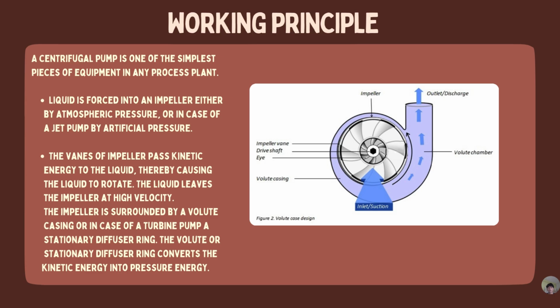Liquid is forced into an impeller either by atmospheric pressure. The vanes of the impeller pass kinetic energy to the liquid, thereby causing the liquid to rotate. The liquid leaves the impeller at high velocity. The impeller is surrounded by a volute casing, or in the case of a turbine pump, a stationary diffuser ring. The volute or stationary diffuser ring converts the kinetic energy into pressure energy.